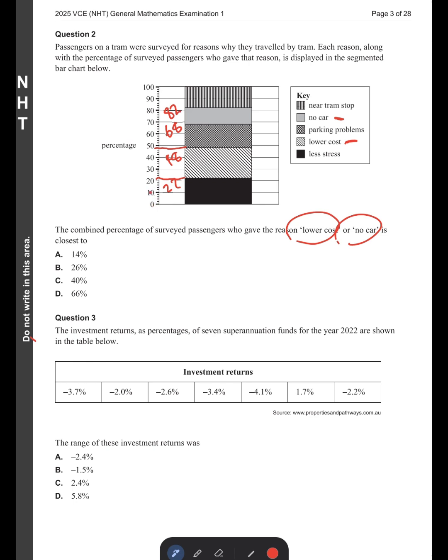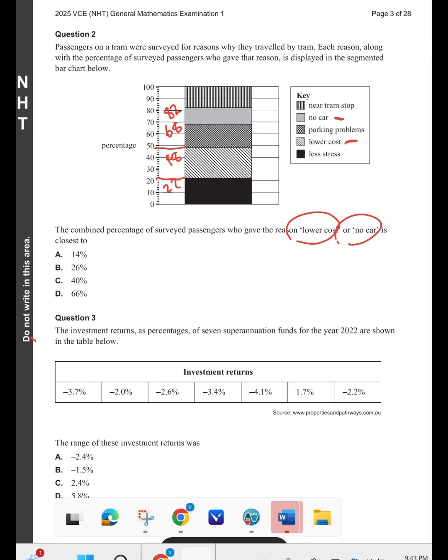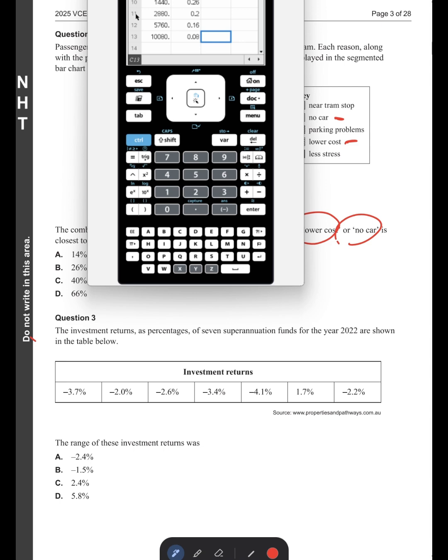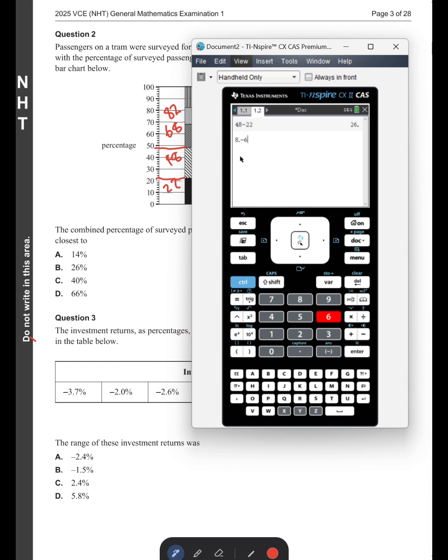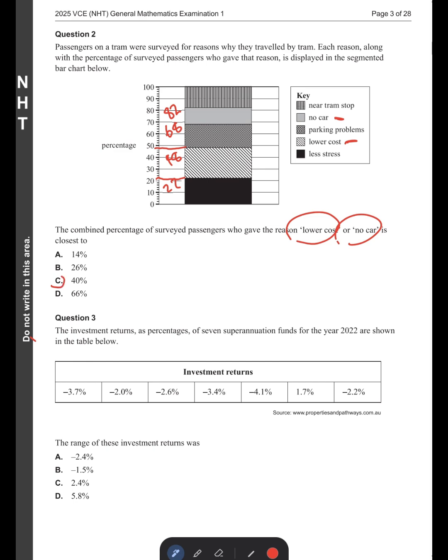Now remember to check your scale. There are 5 lines in there, so each of those are worth 2. So we're going to end up with, and we can just use our CAS here, 48 minus 22 is 26, and 82 minus 68 is 14. So then 26 plus 14 is going to give us 40. So that's going to be 40%.